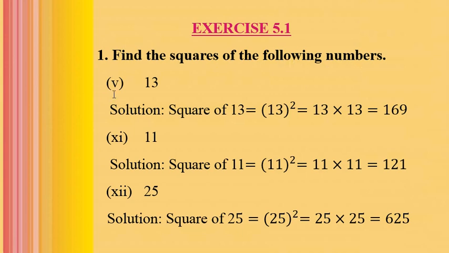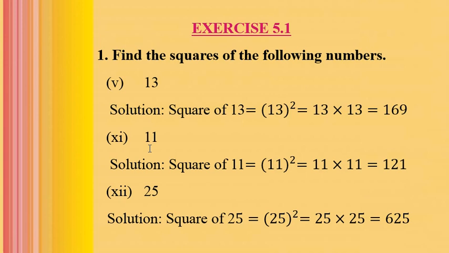This is the question number 1, and part number 5. 13 is the number and I have to find the square of that 13. Square of 13 means I can write it as an exponent or as a power. 13 has an exponent 2. That means 13 is multiplying with itself 2 times. 13 into 13 will be equal to 169.